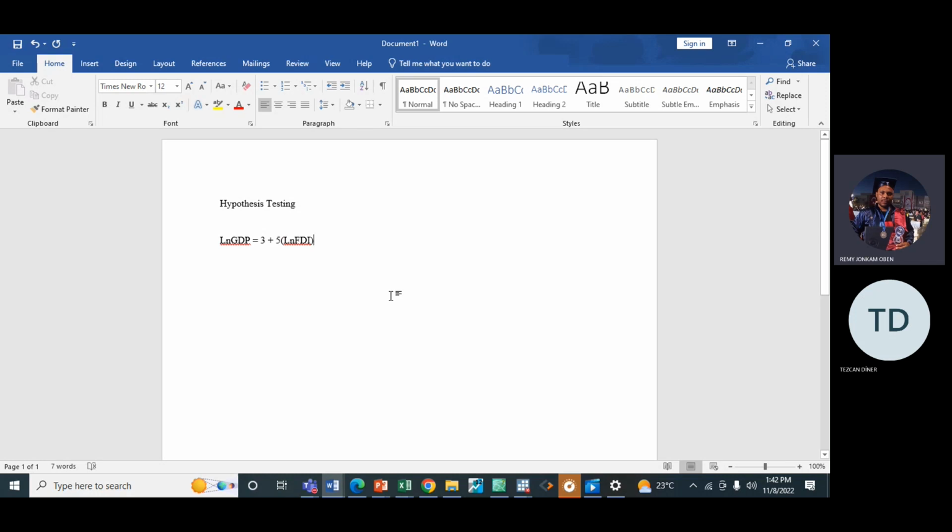Now, how can we interpret these coefficients? Of course, I showed you. Since it is log, we can express everything as a percentage, right? So what you can say here is that a 1% increase in FDI causes a 5% increase in GDP on average, right?